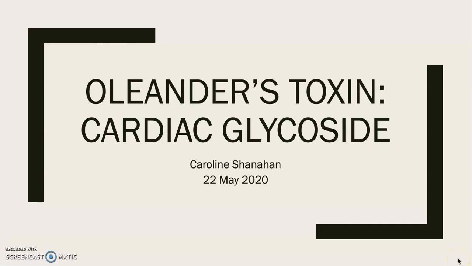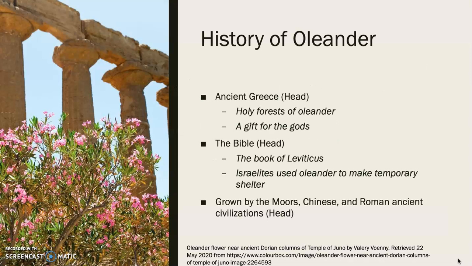I decided to do my project on cardiac glycoside, which is the main toxin in oleander. Oleander has been grown for thousands of years. Many ancient civilizations grew oleander, such as the Moors, the Chinese, and the Romans. In ancient Greece, they kept holy forests of oleander. When the plant was in bloom, they would lay the branches with the flowers on the altar for the gods.